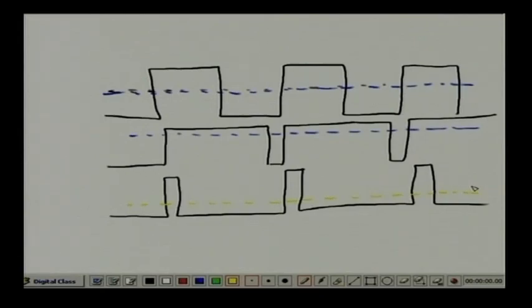I do not know, it might not be very visible, so I can take some other pen. You see the average value is changing in all the three cases. However, you see this is the time period of your signal, T.